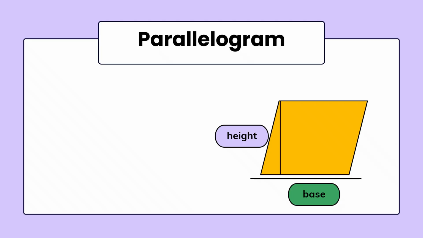Once we know the base and the height, we can use the formula to find the area. The formula for the area of a parallelogram is base times height. This formula calculates the total space inside the parallelogram using its base and perpendicular height.